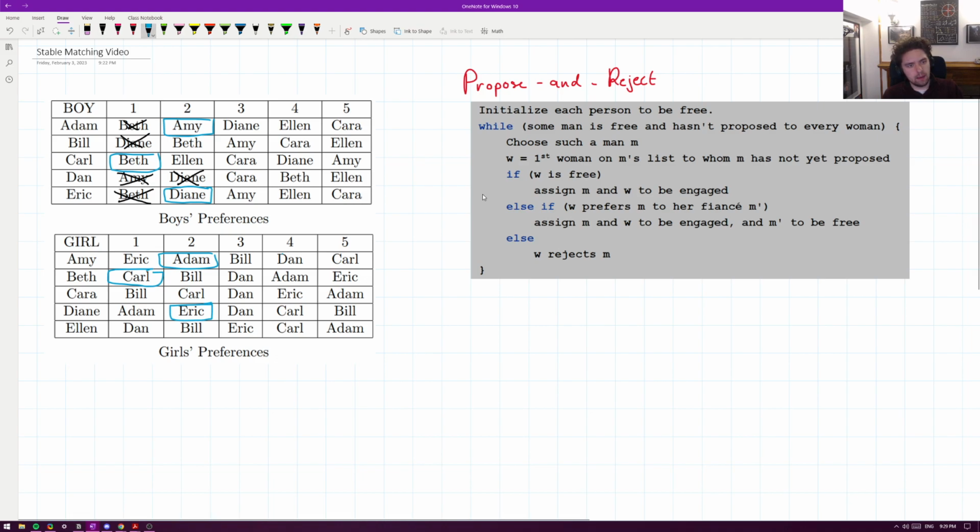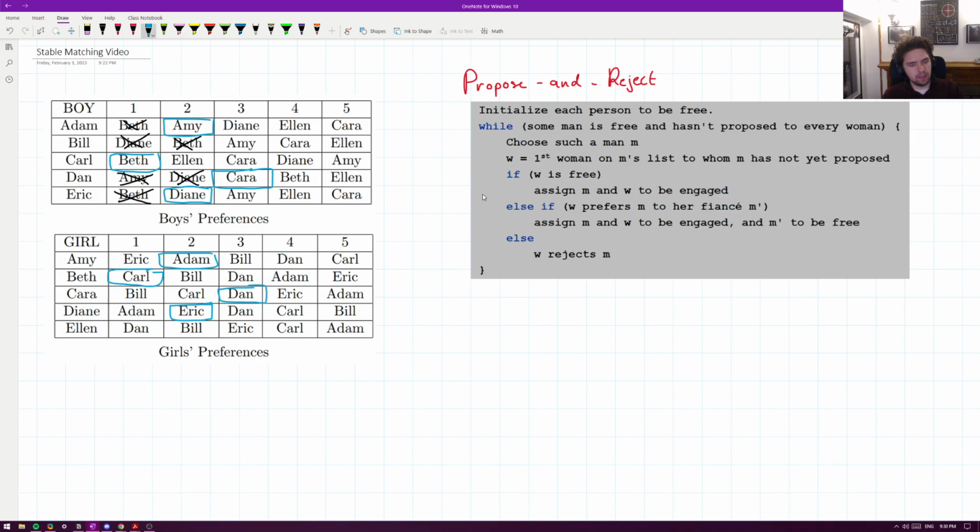Back up to the top. Bill is going to propose to Beth. Beth will reject because Beth already has her top choice. Bill can no longer propose to her. Dan will propose to Kara, and that's fine because Kara is not engaged to anybody. Kara is free, so Kara and Dan will get together.